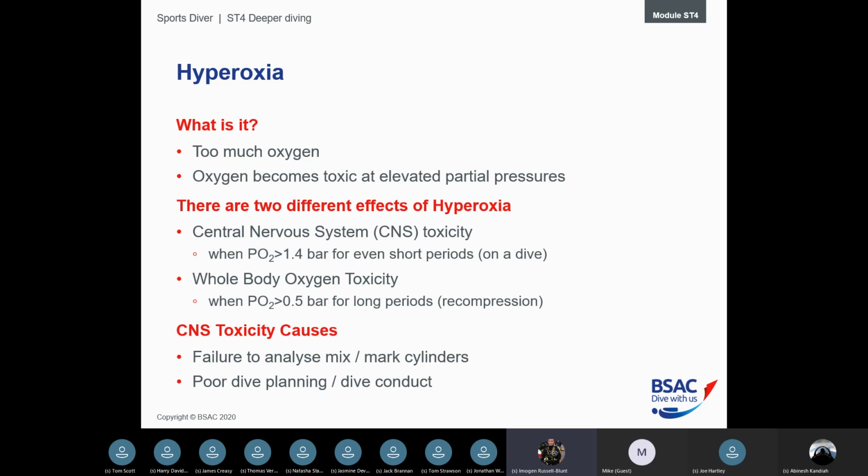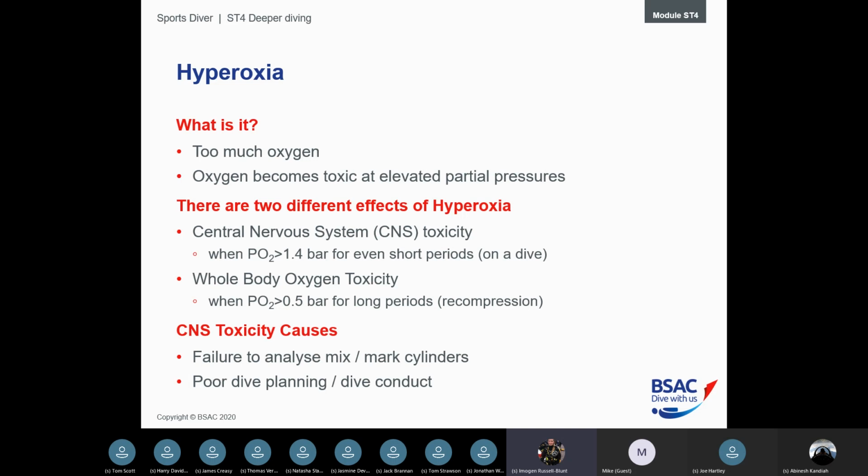And this is when it's above 0.5 bar, so pretty much all of a dive, for long periods of time, though, like really long periods of time. Given the diving experience that you have, if you're a sports diver going to 25 meters, you're not going to be there long enough for it to cause this toxicity. But if you were a deep diver on bigger cylinders, staying there for a longer time, that's when you might start to see these issues. But the central nervous system toxicity is something that would more likely happen to you guys, due to the time it takes to experience whole body oxygen toxicity.